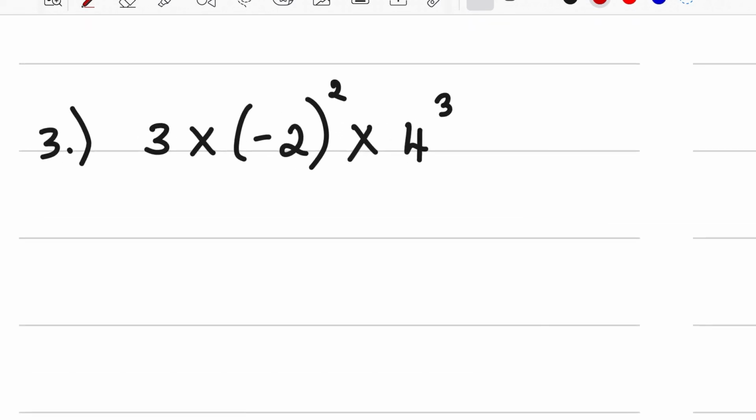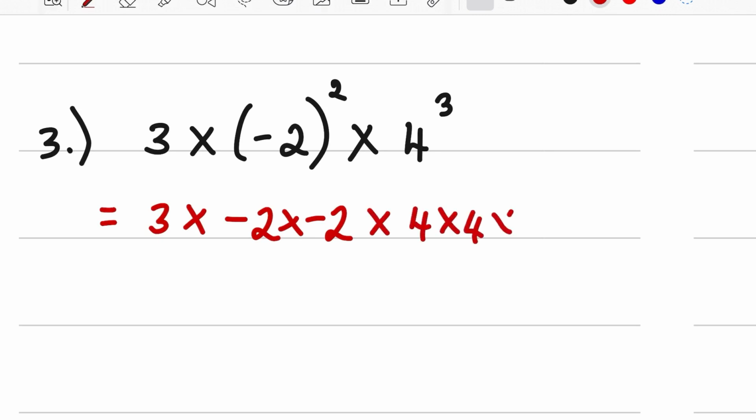Now for question 3, we have 3 multiplied by minus 2 squared, so that's minus 2 times minus 2, multiplied by 4 cubed, which is 4 times 4 times 4. So we'll rewrite the 3. Minus 2 squared is going to be positive 4, right? A negative base raised to an even power, right? So 3 times 4 multiplied by 4 cubed, which is 64.